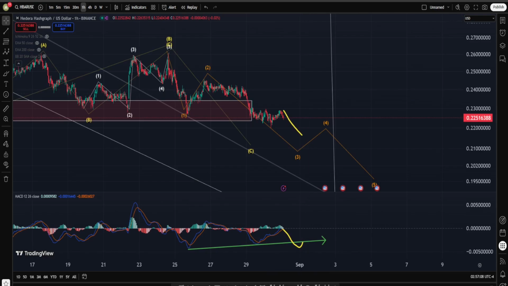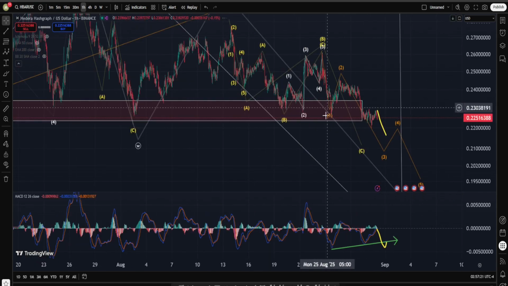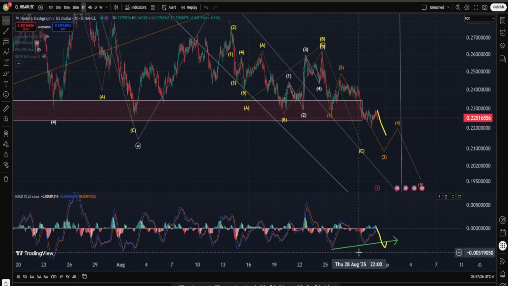So if you want to know whether from the current area or maybe from quite a bit lower we are going to form our final low, I think you need to, number one, pay attention to this important area and see are we going to get a break of it or not. And number two, pay full attention to what is happening in MACD in the H1 timeframe.